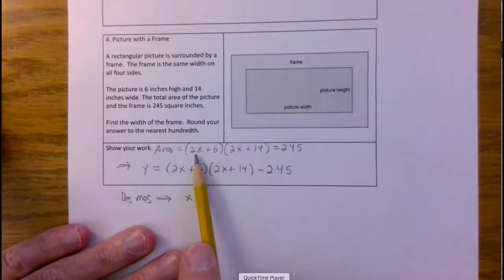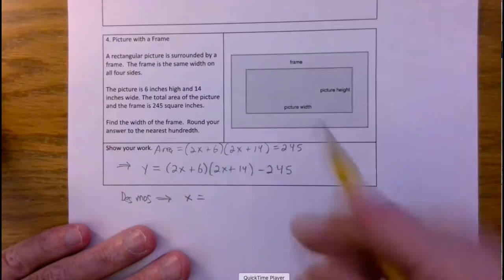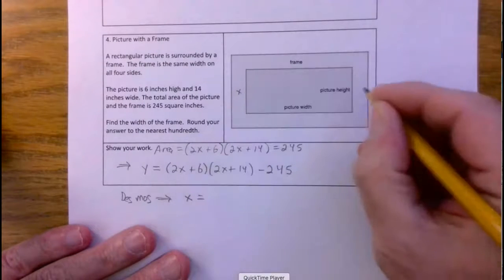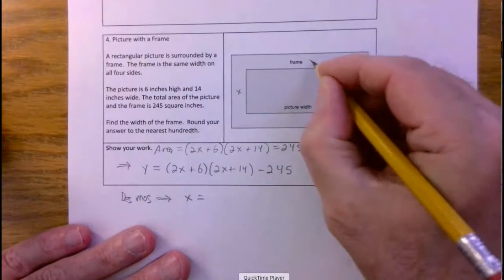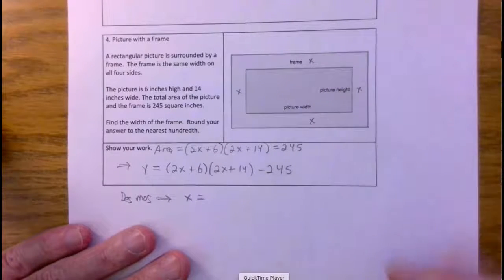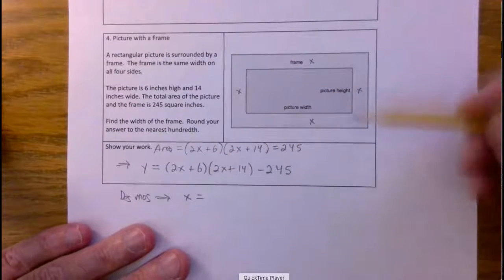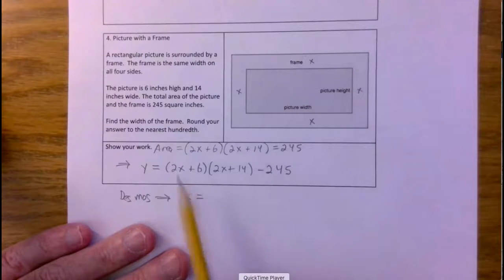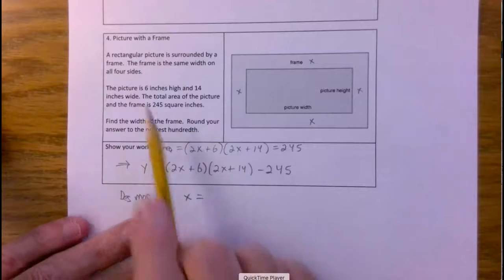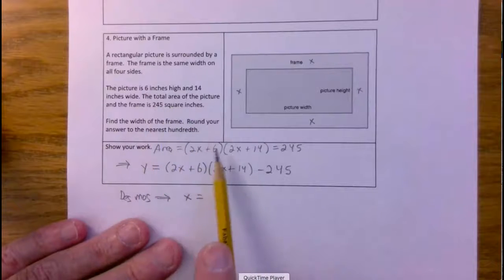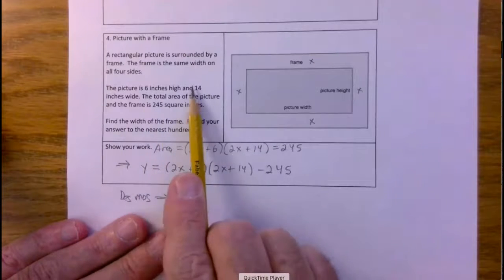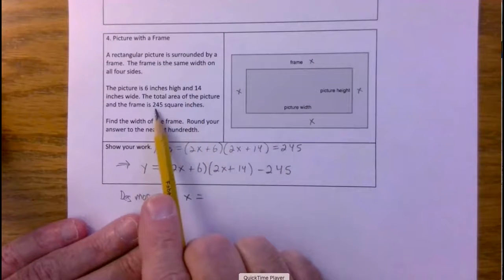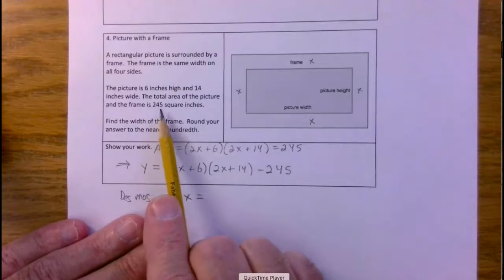Remember, each one has a 2x because there's an x on this side and an x on this side, and there's an x up top and there's an x on the bottom. All right? So when I calculate the length and width, or I mean the height and the width, I get a 2x each time. Plus, they give you those two numbers, the 6 and the 14. So put them in there, and that equals the area, the total square inches.